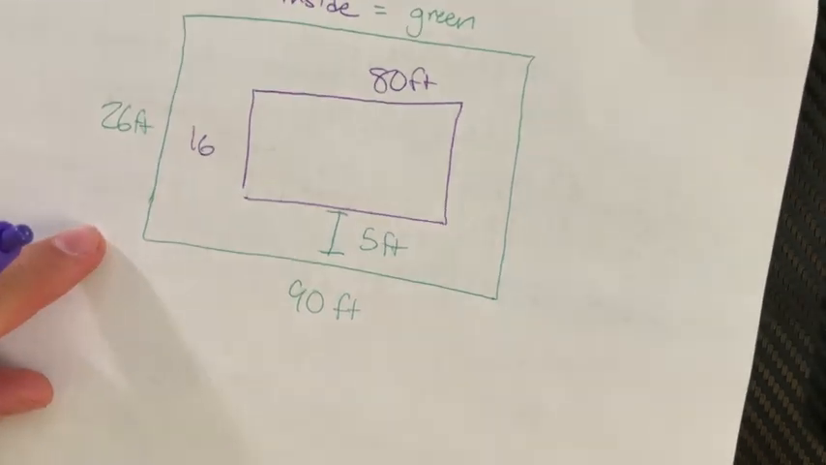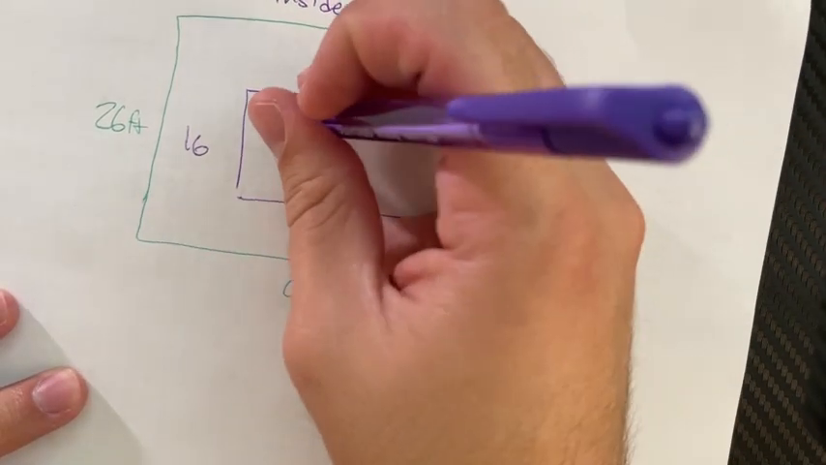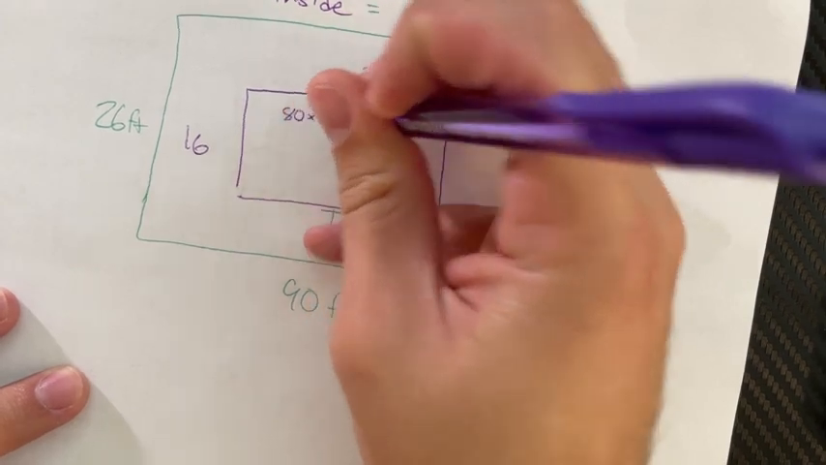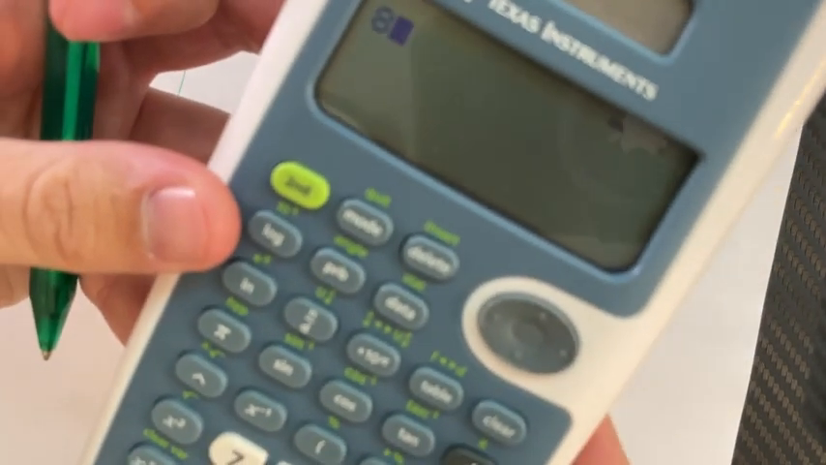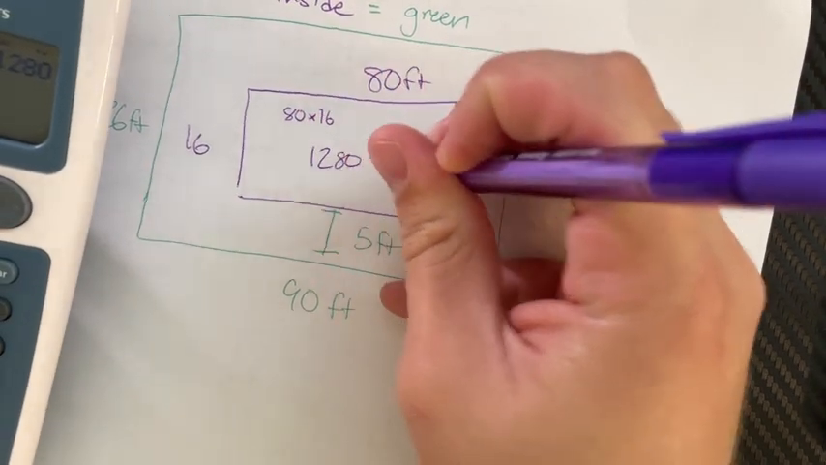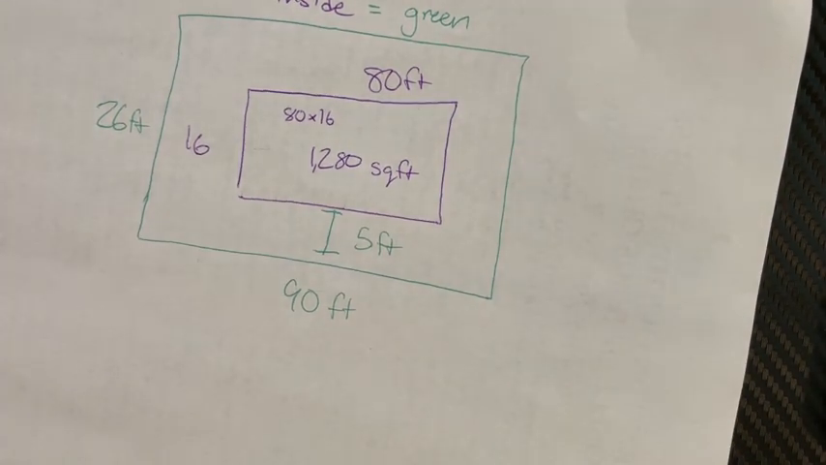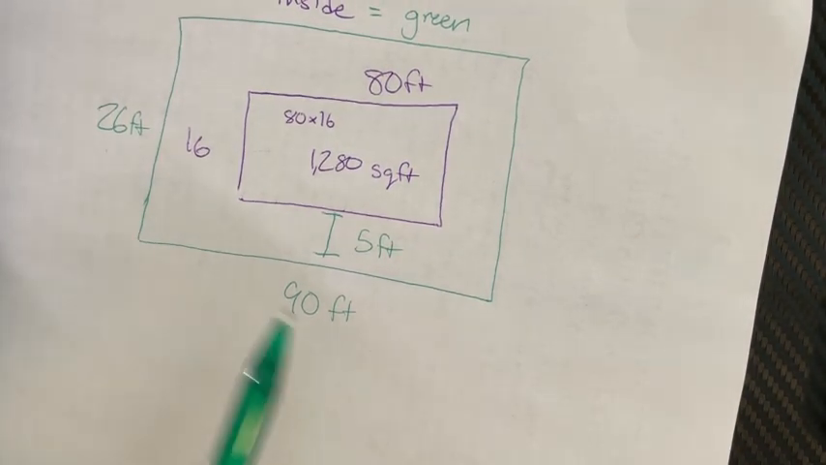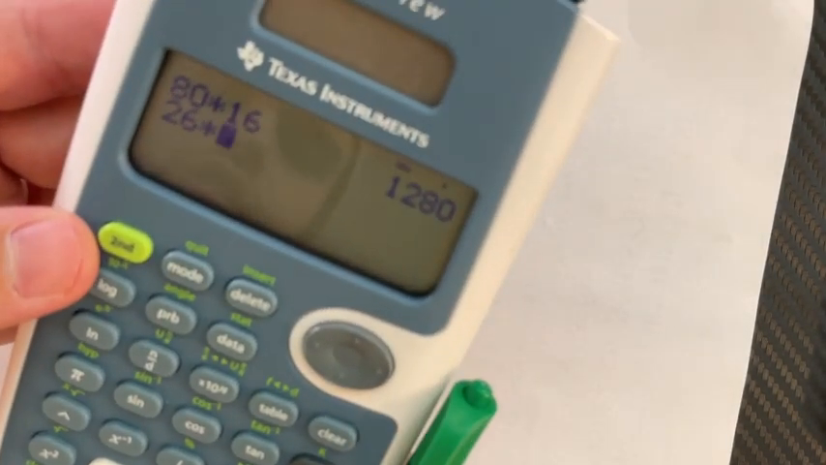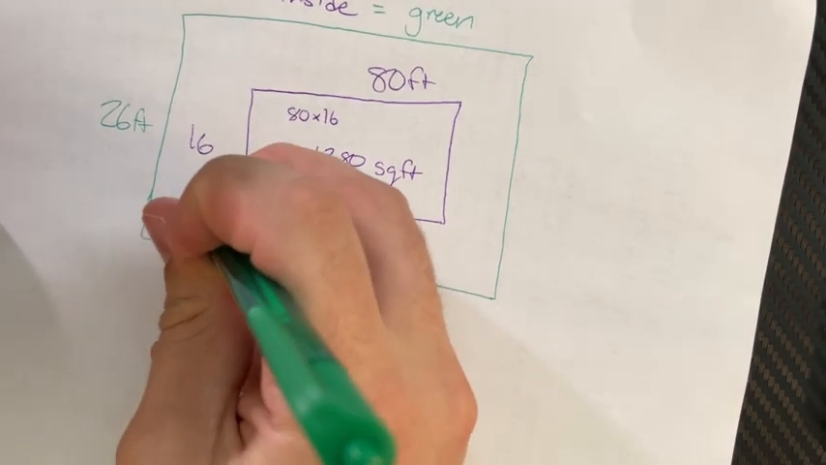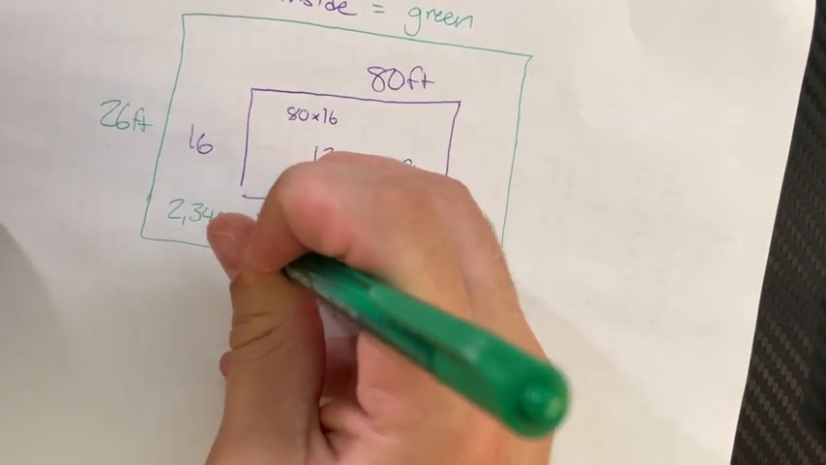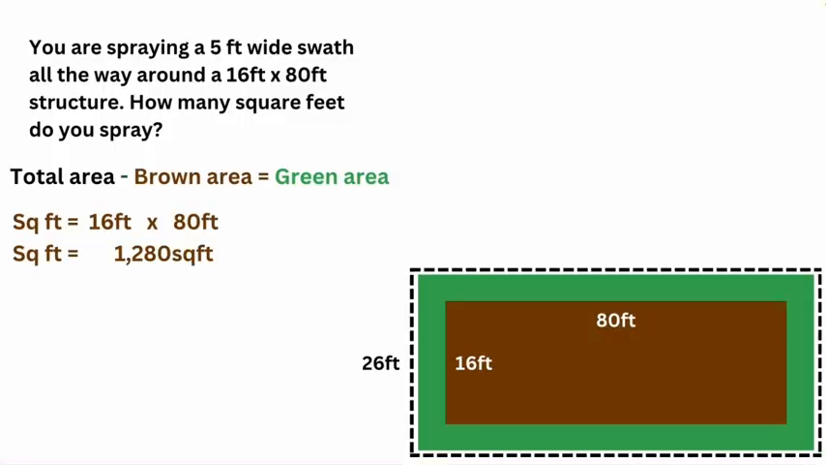Okay? And so the inside area is 80 by 16, which we already did. 80 times 16 is equal to 1,280 square feet. Okay, 1,280 square feet. The green area is going to be 26 feet times 90 feet. 26 times 90, 2,340. Okay, so this is 2,340 square feet. But we're not done. That is not your answer. Okay, so let's head back to the PowerPoint and see what we've done.